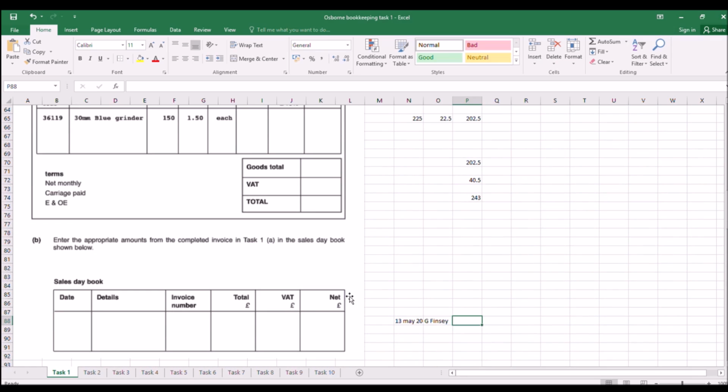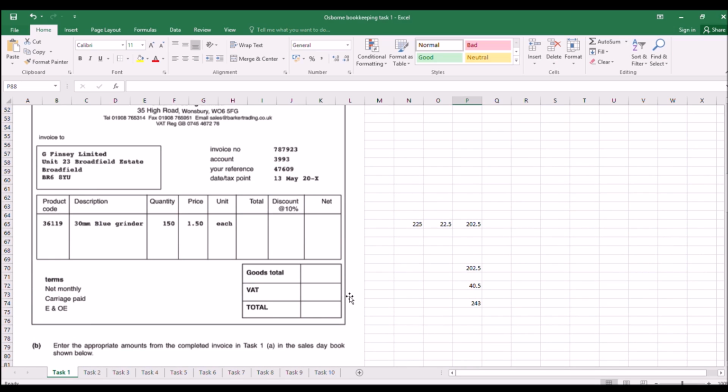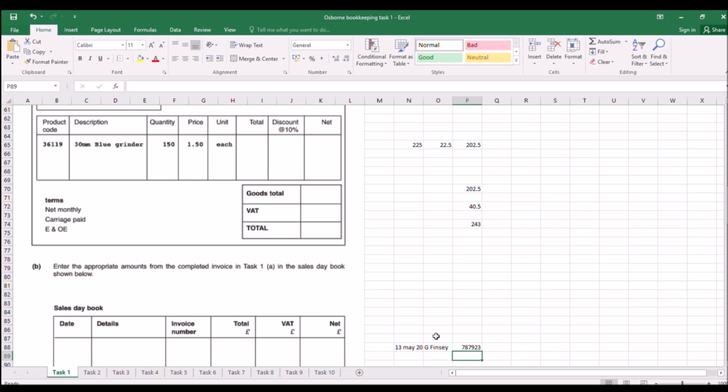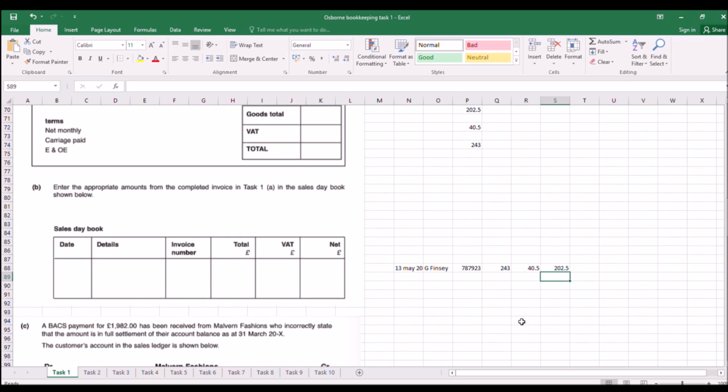What have we got then? We've got the invoice number that we're going to use to track it, 787923. The total amount is the total including VAT, so that's the amount they're going to have to pay us. That's what they owe us. We've got VAT of £40.50, which we have to pay over to HM Revenue and Customs, and we get to keep the £202.50. That goes into the sales account in the general ledger.